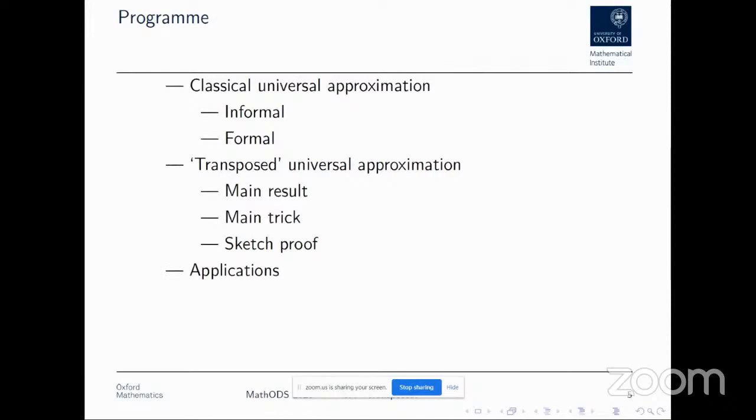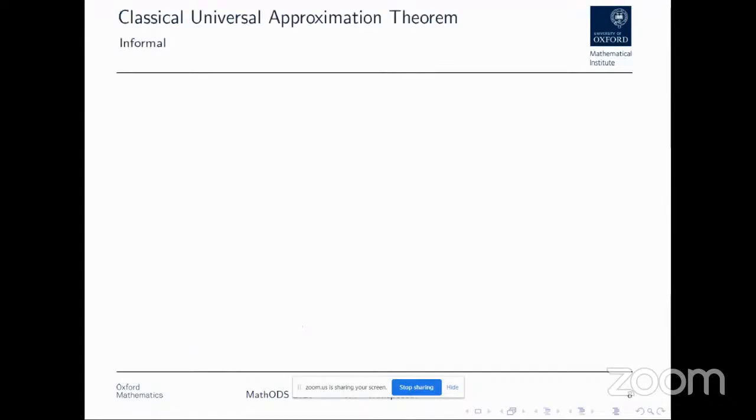Essentially, why should one care? Why is this a theorem that was worth proving? Then I'll move on to some extensions, and those will motivate some open questions, because there's quite a lot that we still don't know. Okay, so first of all, the classical universal approximation theorem.